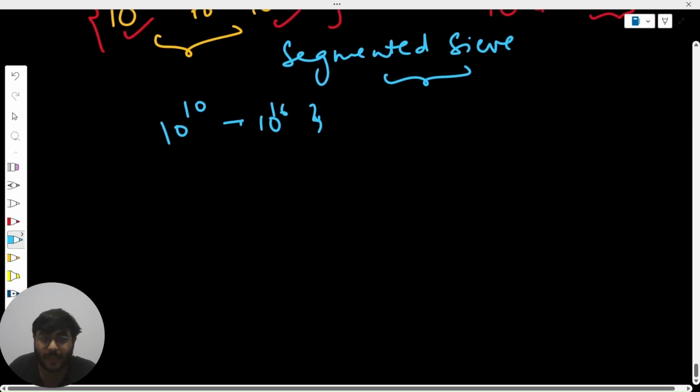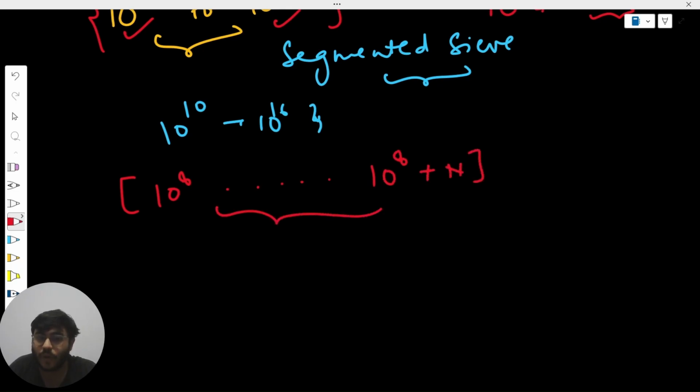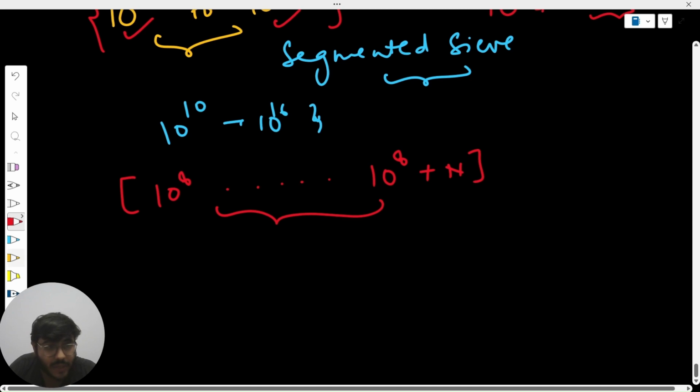So as I said, segmented sieve also comes with some limitations. Segmented sieve is not very different from the normal sieve. We also mark the values as prime or not. Let's say we had some value like 10 to the power of 8, and we were given a range like 10 to the power of 8 plus some n value. We also mark these elements as prime or not prime. The same thing we do in the normal sieve, we also do in the segmented sieve, but it's a bit different. First of all, let's know about the constraints when this can work.